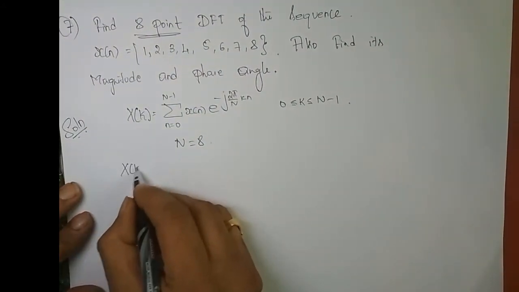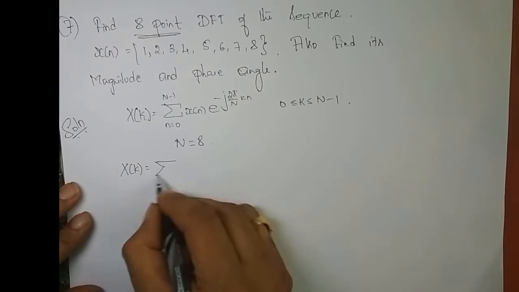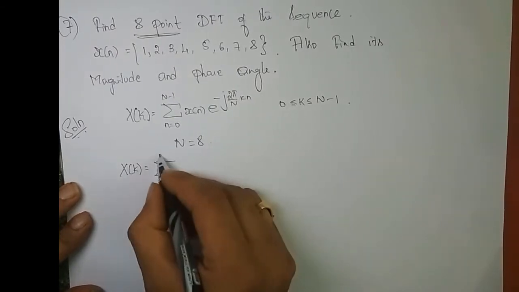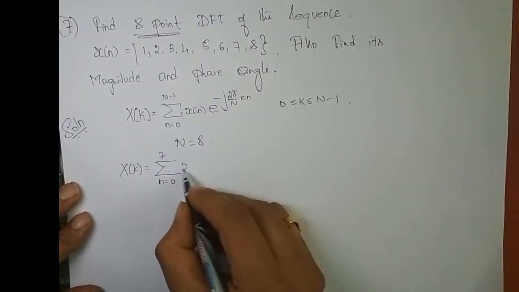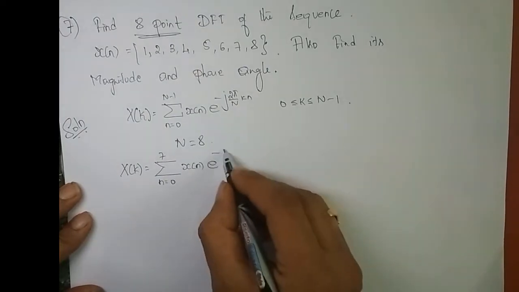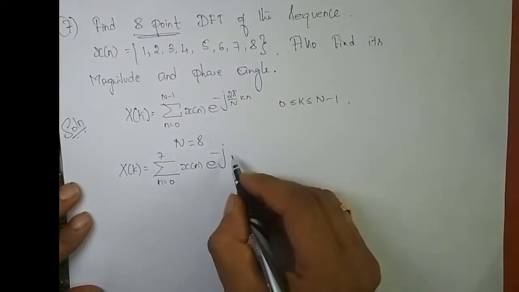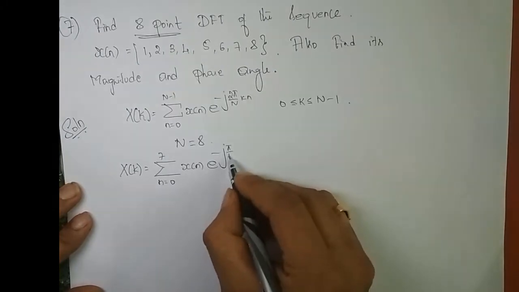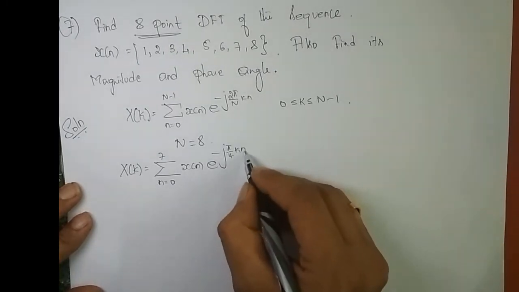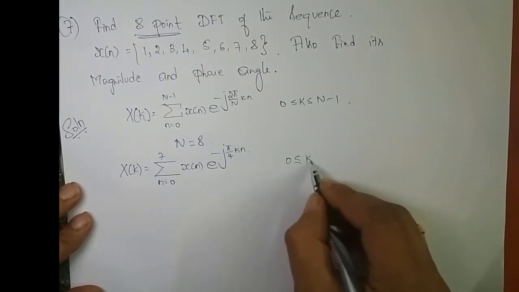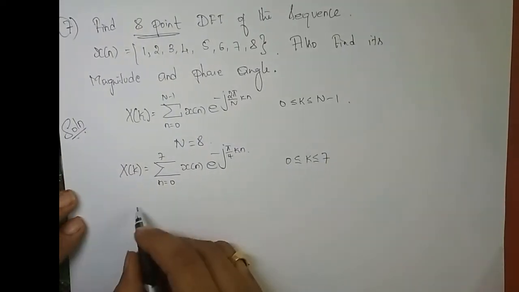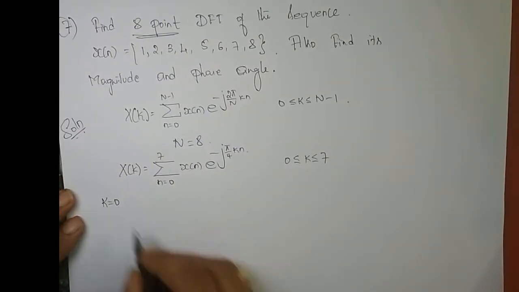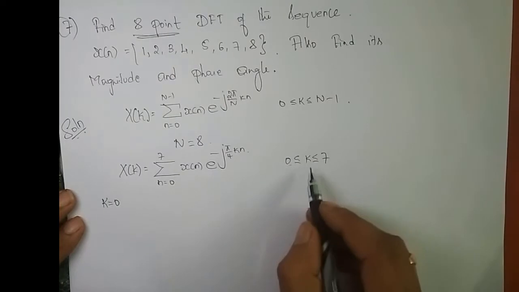So we'll put this 8 value in the above equation. What do we get? X of k is equal to summation n varying from 0 to 7, since 8 minus 1 is 7, x of n e power minus j 2 pi by 8, which is pi by 4, into k into n, where k is varying from 0 to 7.